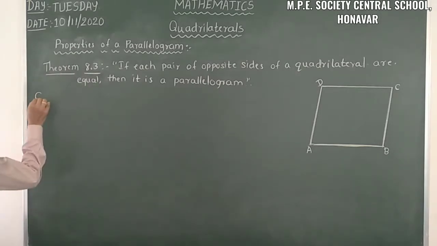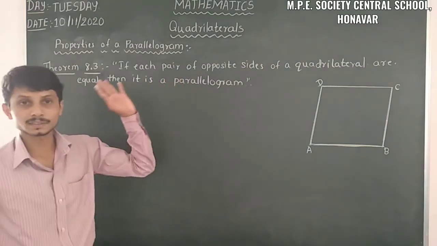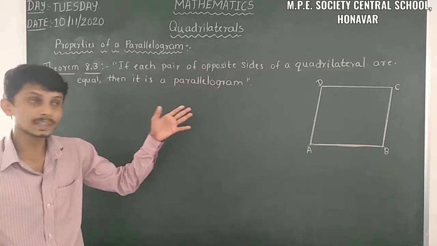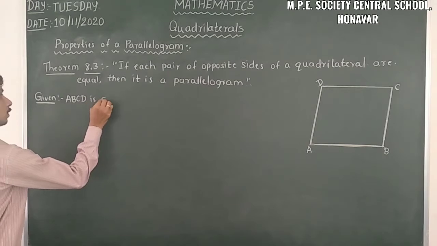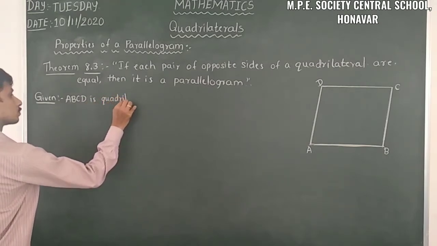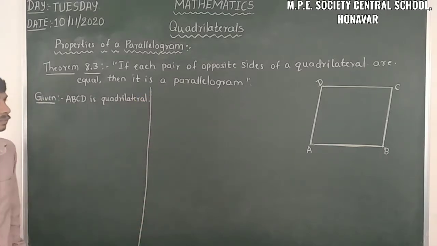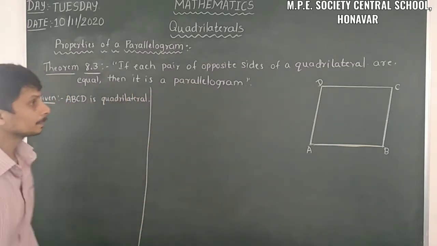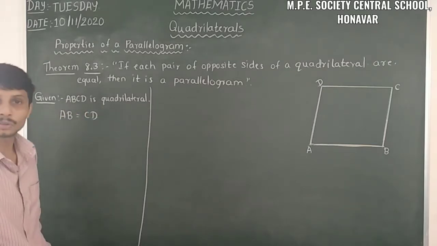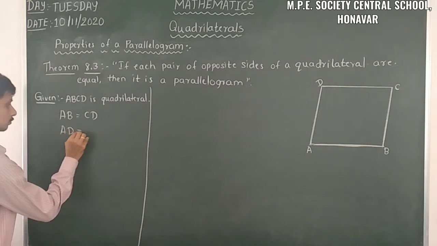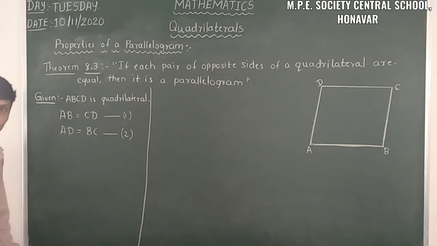So firstly, given. What are the given things here? Opposite sides are equal. Firstly, ABCD is a quadrilateral. Then opposite sides are equal, that is AB is equal to CD and AD is equal to BC. I will consider these as equation number 1 and equation number 2.